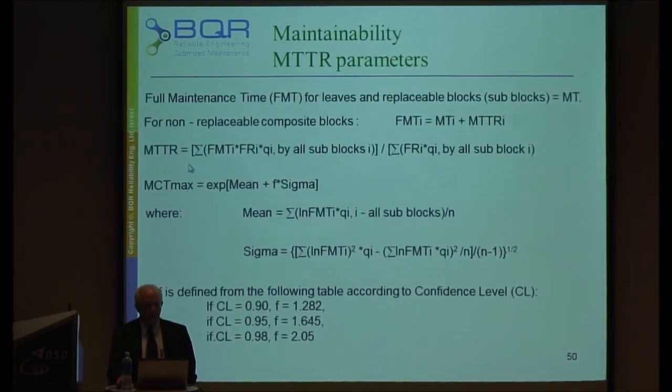So the MTTR is calculated by the sum of the multiplication of the failure rate with the time, divided by the sum of all the failure rates. The MCT is much more complex. It's a very complex formula, and in order to simplify it, we are using some kind of factors. For example, for confidence level 90%, this is the number. And those three numbers are mostly used in the industry in order to calculate the MCT.